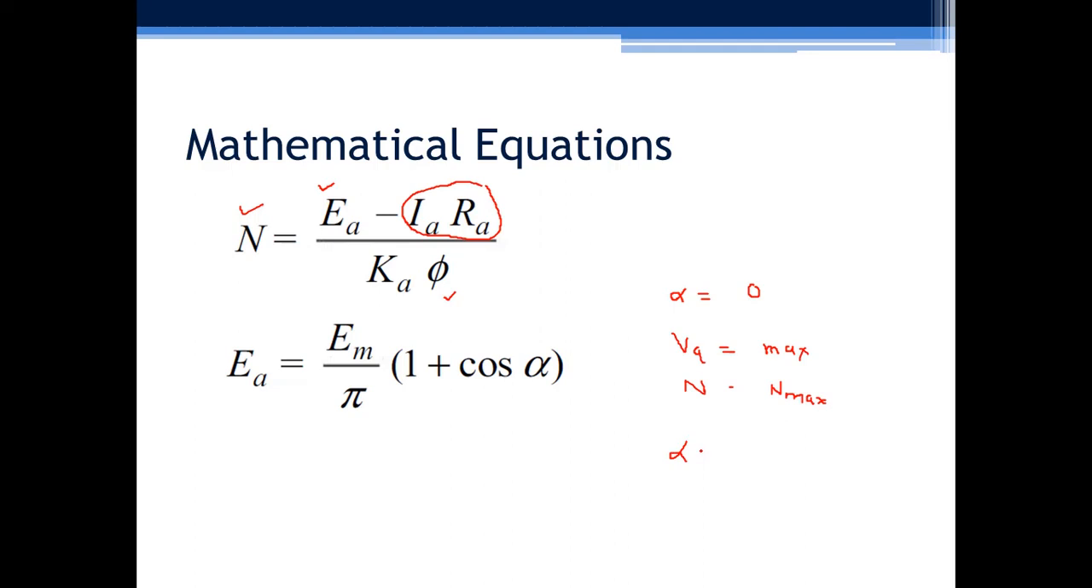If we keep alpha maximum, that is 180 degrees, we will get minimum voltage. So EA or VA and speed will be minimum. That means the effect of firing angle is that by varying firing angle from 0 to 180 degrees, you can change the speed from maximum to minimum.